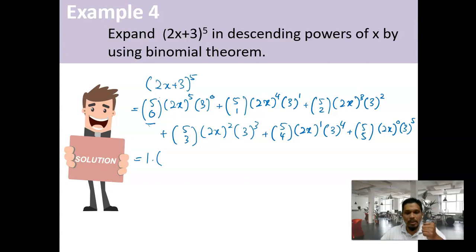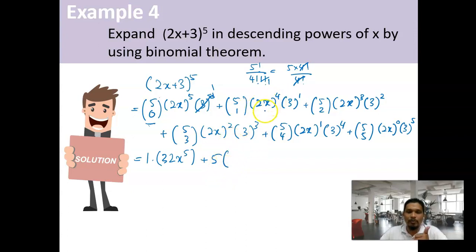2 to the power of 1, 4, 8, 16, and 32. So 32x to the power of 5, 3 to the power of 0 equal to 1. Okay, 5 choose 1: 5 factorial divided by 5 minus 1 equal to 4 factorial and 1 factorial. 1 factorial is 1, okay? 5 times 4 factorial divided by 4 factorial. Then it gives you a coefficient of 5.